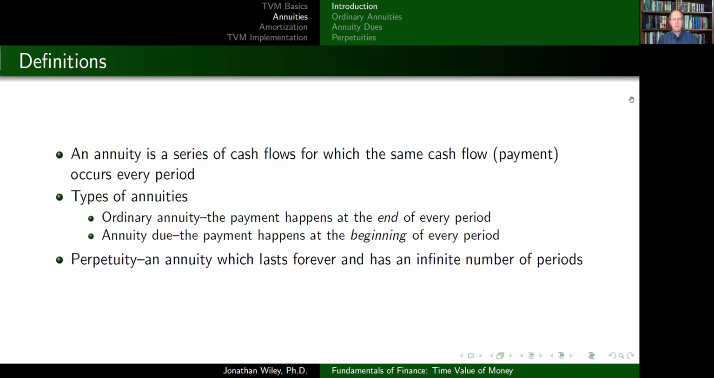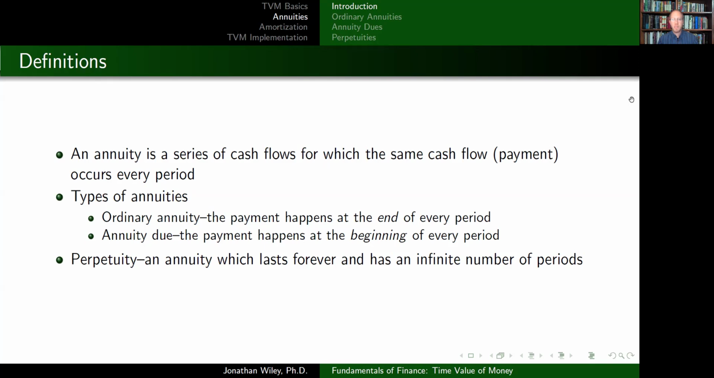If you're thinking about some possible examples of ordinary annuities versus annuity dues, an ordinary annuity example would be a typical fixed rate mortgage. For a typical fixed rate mortgage, you're making the same payment every period and you pay at the end of every period. For an annuity due, a good example would be rent.